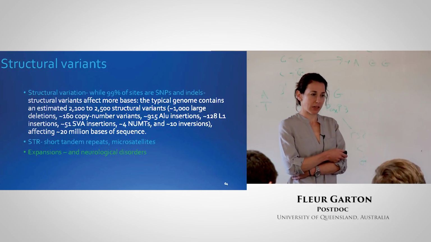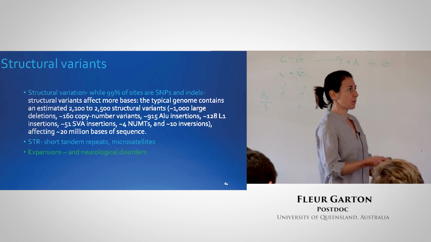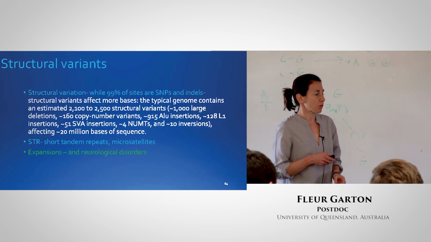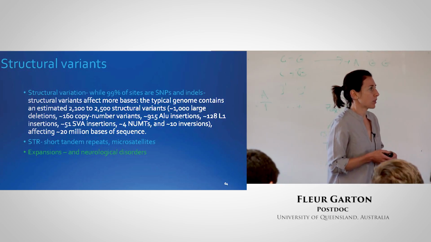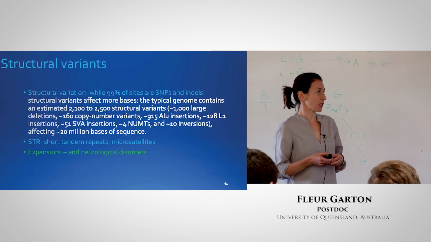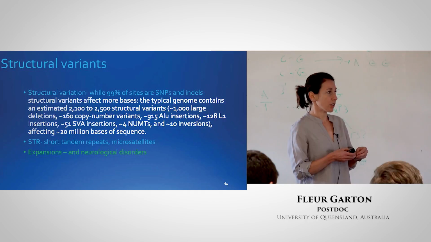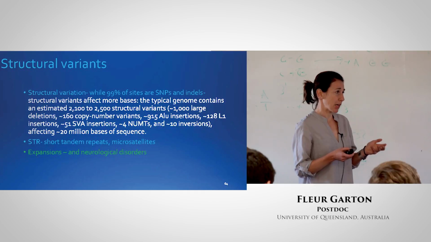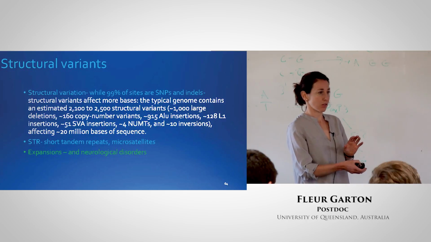So I'll talk a little bit more about structural variants. I guess 99% of the sites are SNPs and indels, but structural variants actually affect more bases in the genome. So the typical genome contains 2,000 to 2,500 structural variants, and this includes 1,000 large deletions, 160 copy number variants, a number of other insertions, maybe 10 inversions, and this overall affects 20 million bases of sequence.